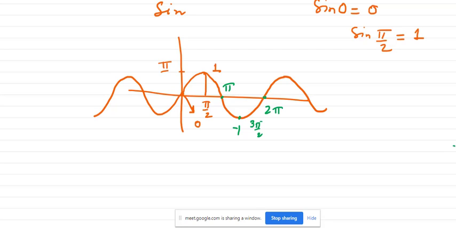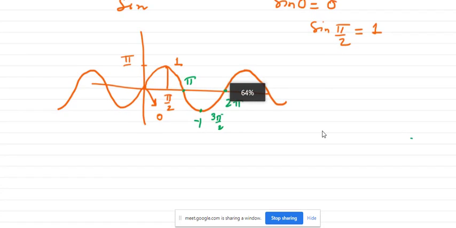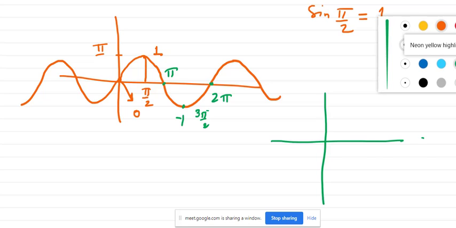Here on the right side all the angles are positive, and this side can be for the negative angles. So the graph of sine will be like this. You don't have to draw the graph, but you should know the graph for all the trigonometric functions. In physics you will see these graphs as well.